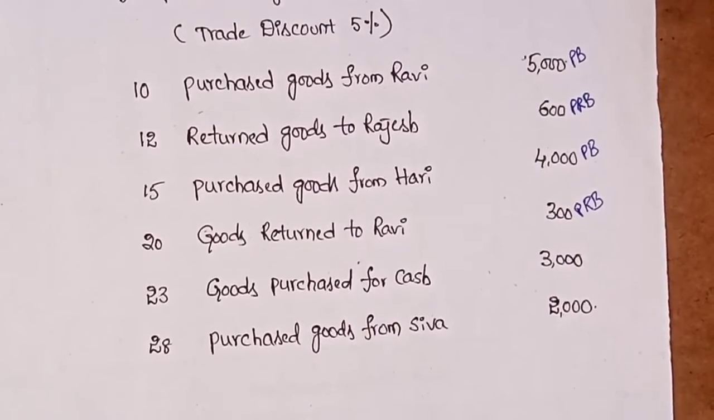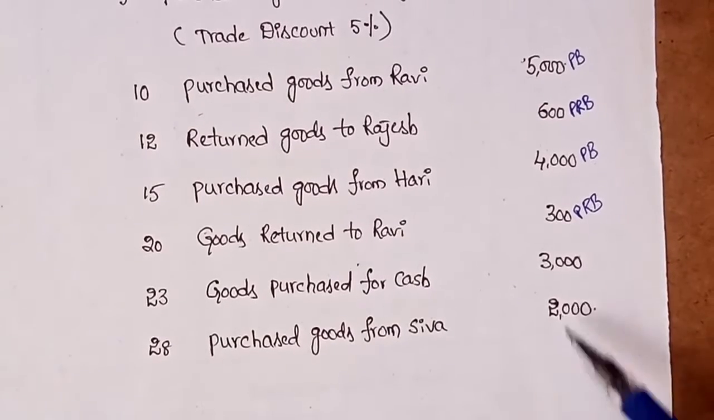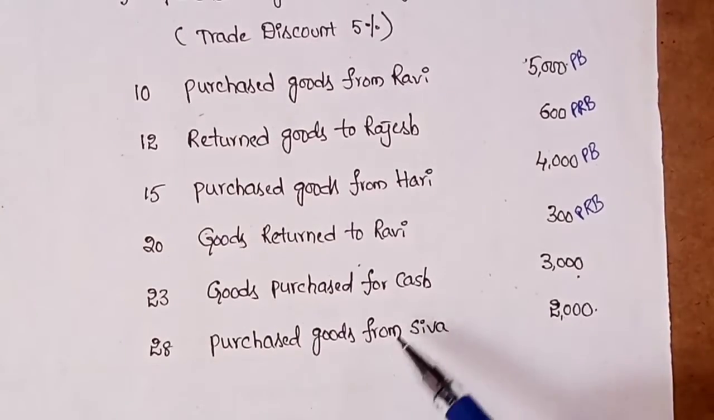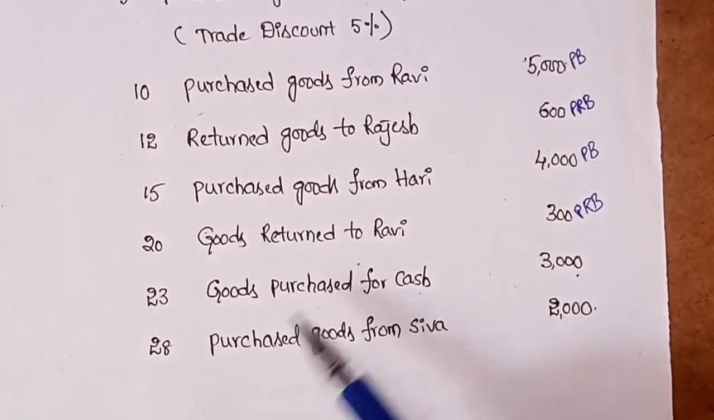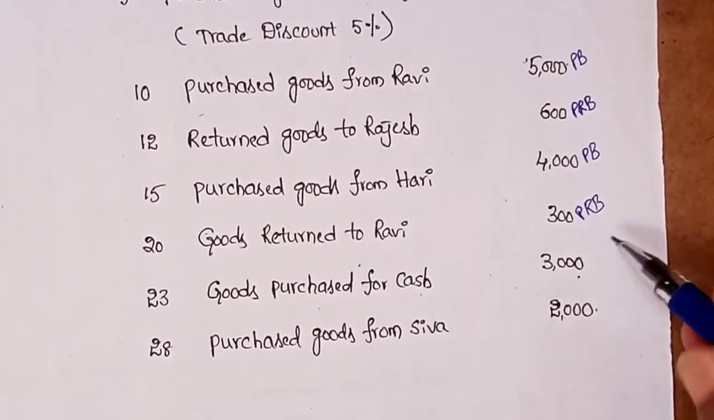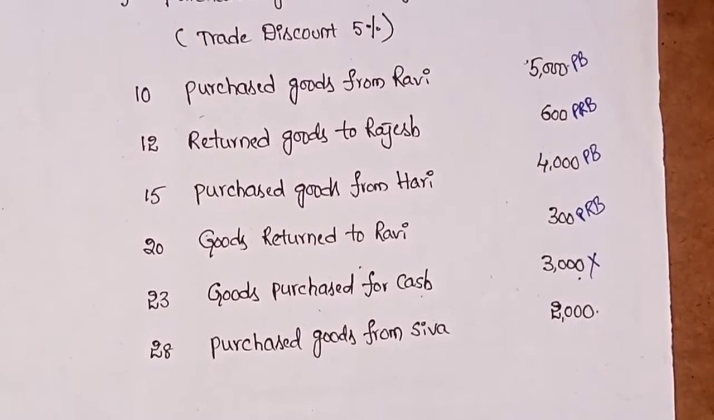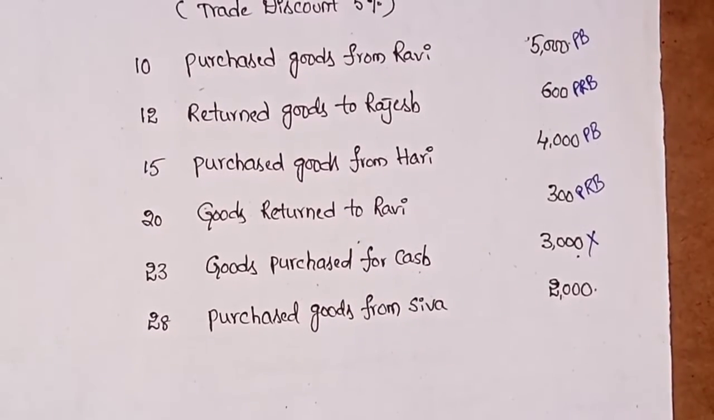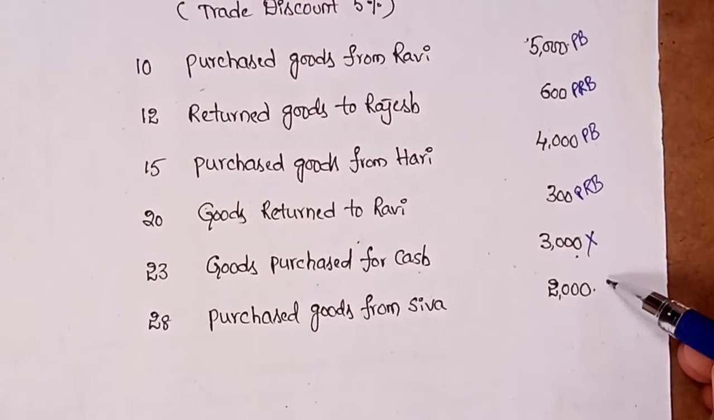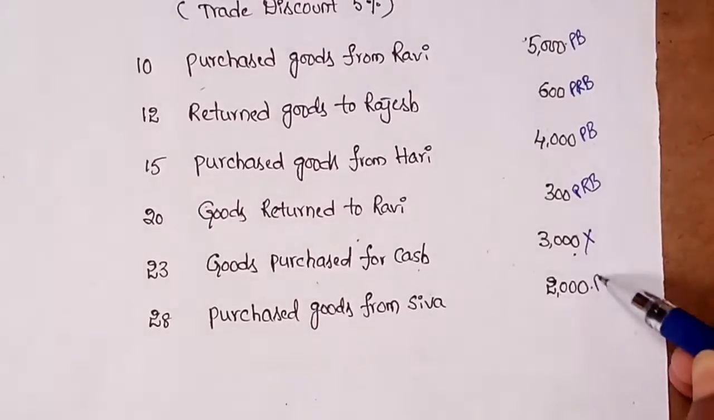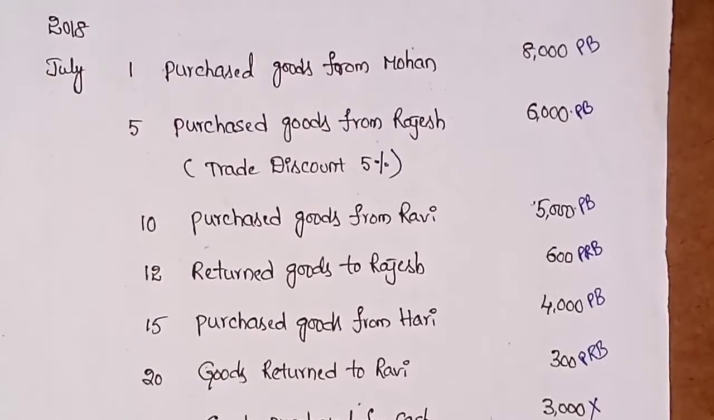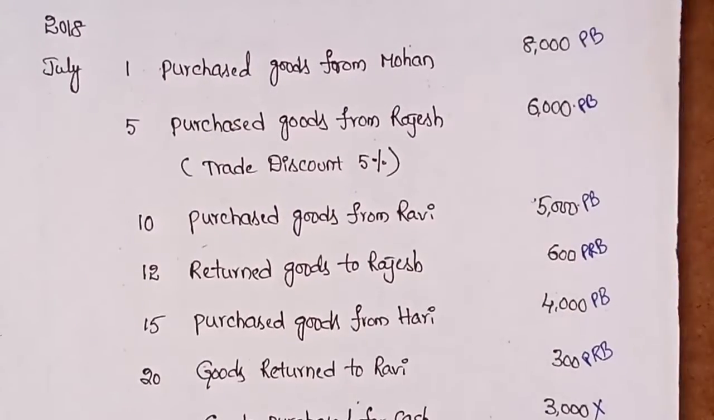Next, goods purchased for cash. This is a cash transaction. In purchase book we record only credit purchases of goods. But this is a cash purchase of goods transaction. That's why we won't record this transaction in the purchase book. Next, purchased goods from Shiva. This is a credit purchase of goods. That's why we record in purchase book. So this is the identification of transactions.